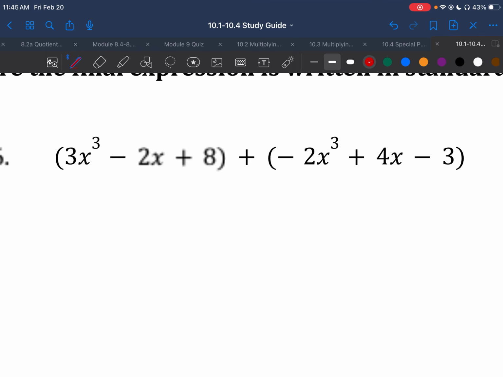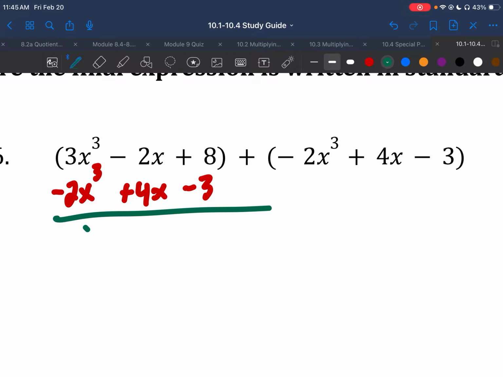Number 6, again, we've got 2 trinomials. We are adding them together. I'm going to use the vertical method again. So I have negative 2x cubed, I have plus 4x, and I have minus 3. And when I add vertically, 3x squared plus negative 2x is going to be x to the third power. Negative 2x plus 4x is plus 2x. 8 plus negative 3 is plus 5. And we're already in standard form.